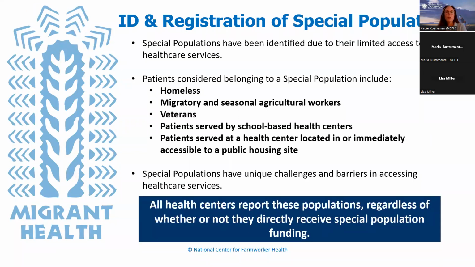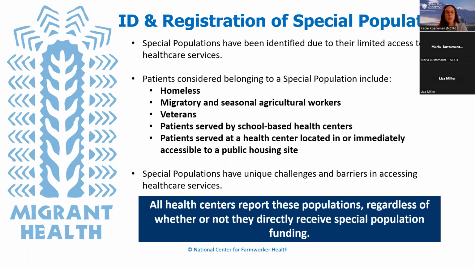There are several reasons why it's important to identify a patient as a member of a special population. In this slide, we're going to talk about ag worker identification and the registration of special populations and why this is important. The federal government has identified groups of community members that have limited access to healthcare services and have unique challenges in accessing those services. Therefore, the federal government provides funding to support the provision of health services that specifically target these special populations.